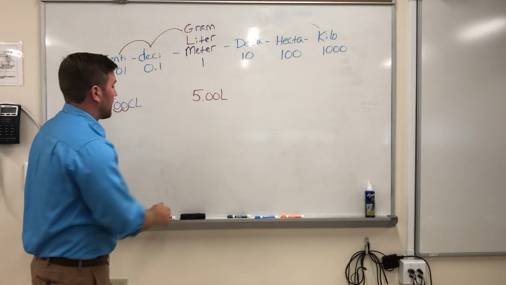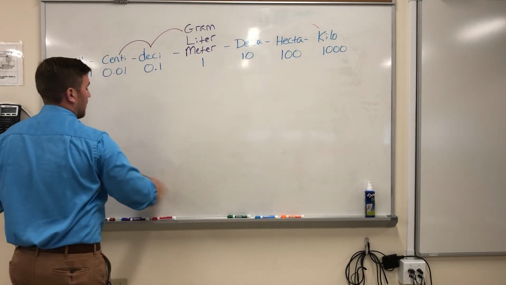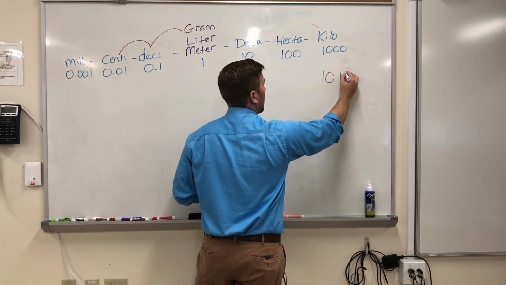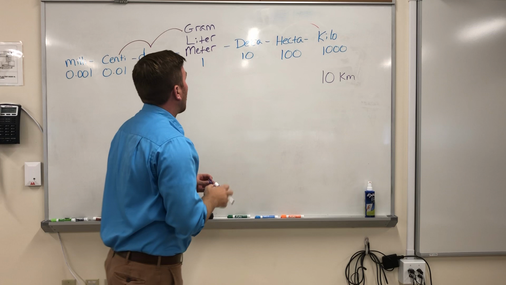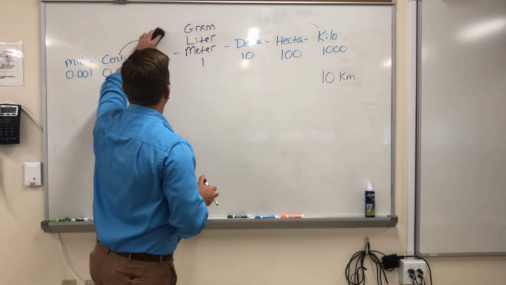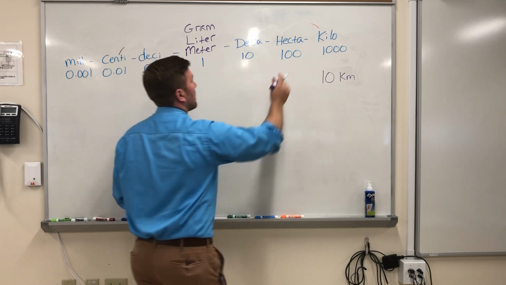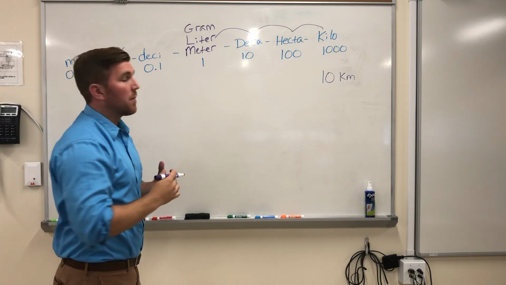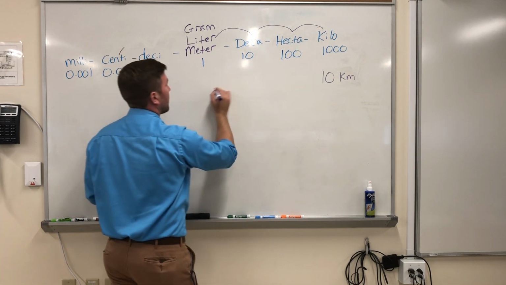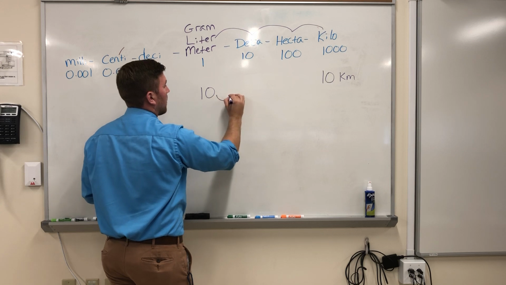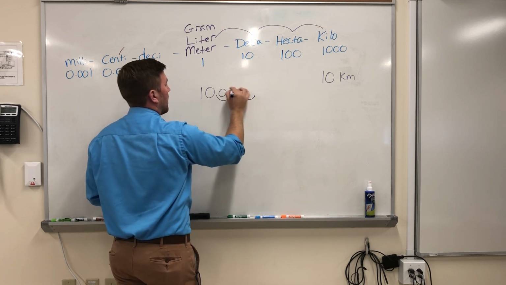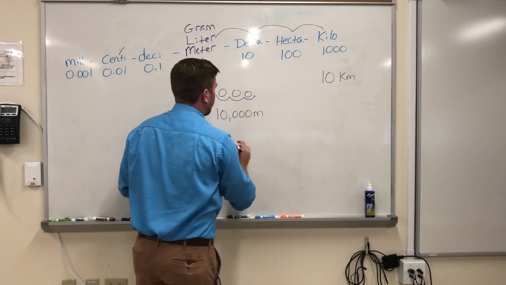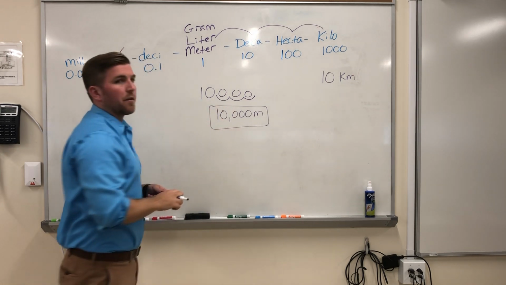One last example to really hammer this home. If I'm running a 10K and I start with 10 kilometers and I want to know how many meters that would be, I'll work my way the other way and we'll travel 1, 2, 3 places to the left, which now means the decimal needs to move 3 places to the right. So I start with my 10 and I go 1, 2, 3, and I fill in my zeros, and we end up with 10,000 meters as my final answer when I convert.